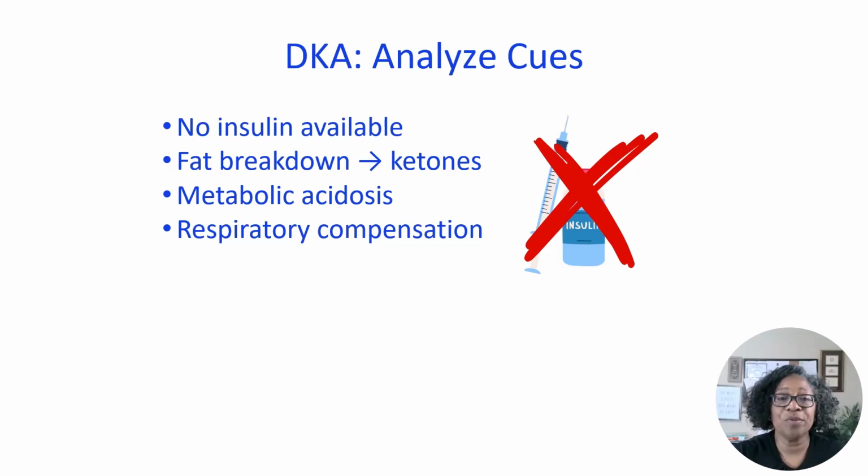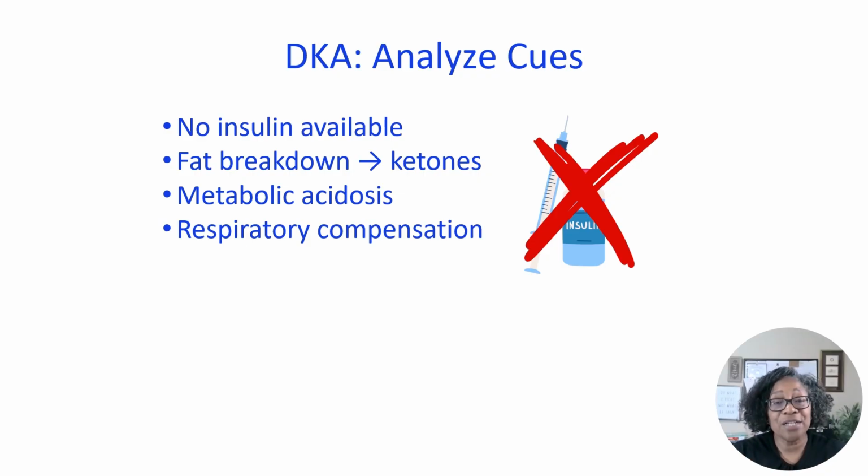All right, now we're going to move into step two. We're going to analyze what these cues actually mean. You need to recognize that the patient doesn't have enough insulin available. Remember that 480 blood glucose. Because the glucose can't enter the cells, the body needs energy. So what is it going to start doing? It's going to start breaking down fats, and those fats cause the production of ketones. That's where you have that fruity breath.